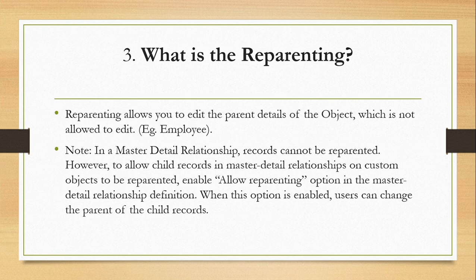Okay, what is reparenting? Reparenting allows you to edit the parent detail of an object where it is not normally allowed to edit. Note that in a master detail relationship, records cannot be reparented by default. However, to allow child records in a master detail relationship on custom objects to be reparented, click on the master detail relationship, then there is an option called Allow Reparenting. When you enable this option, the user can change the parent of the child records. Okay.